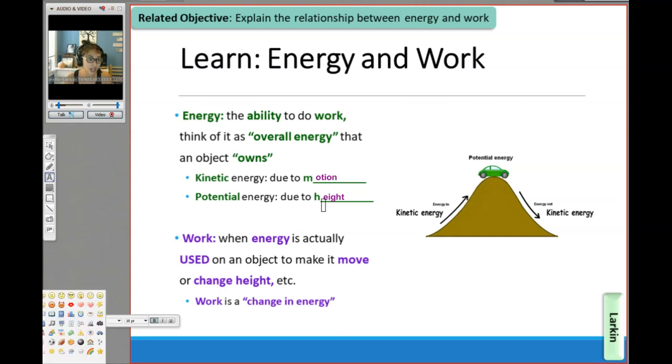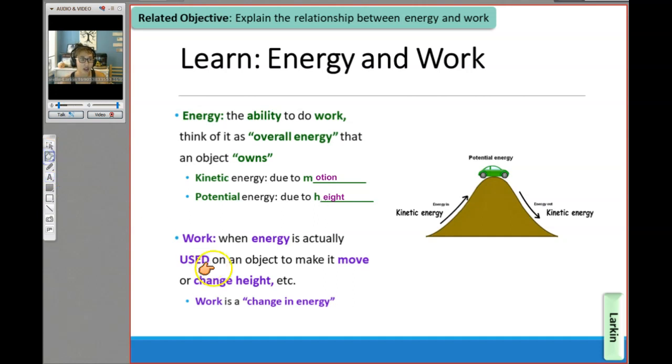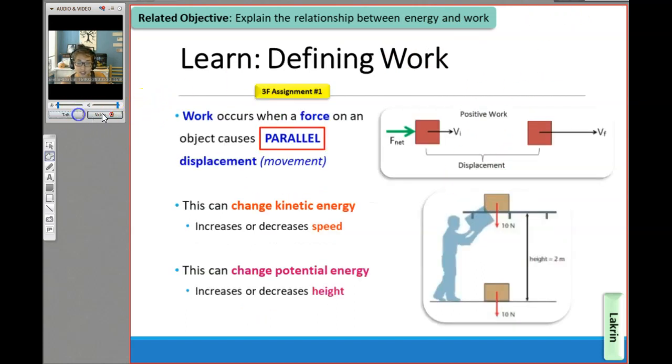In the chat box, go ahead and give me a rainbow if that makes sense. It's when you're actually doing something to the object. You're changing its energy. Excellent. All right, let's go ahead and take a look at an example here.